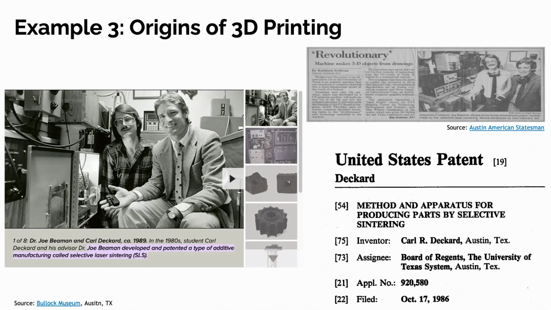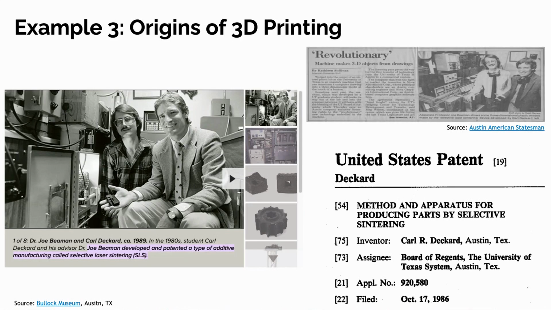The part of the story that I want to highlight here goes back to UT Austin and a very young graduate student, Carl Deckard, and his advisor, Joe Beaman. In 1989, they came up with this idea of a kind of additive manufacturing called selective laser sintering. And in fact, they got an NSF grant, and I think Deckard also got some kind of graduate student support from NSF.